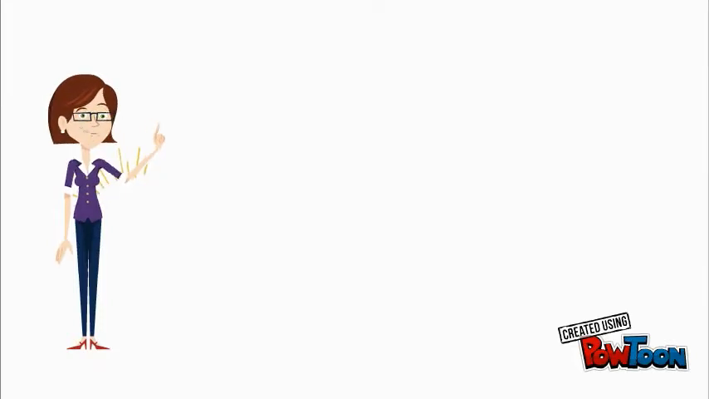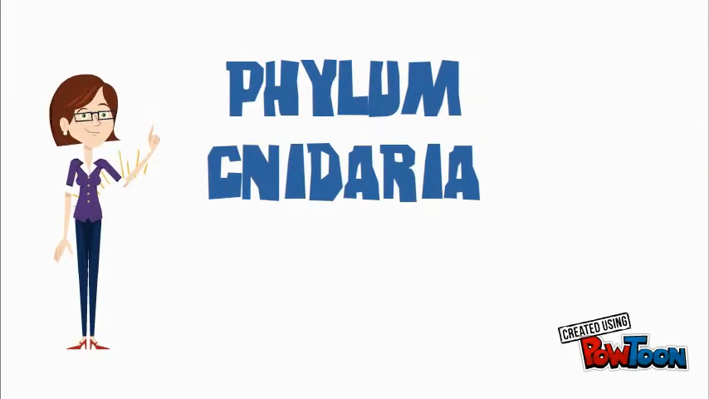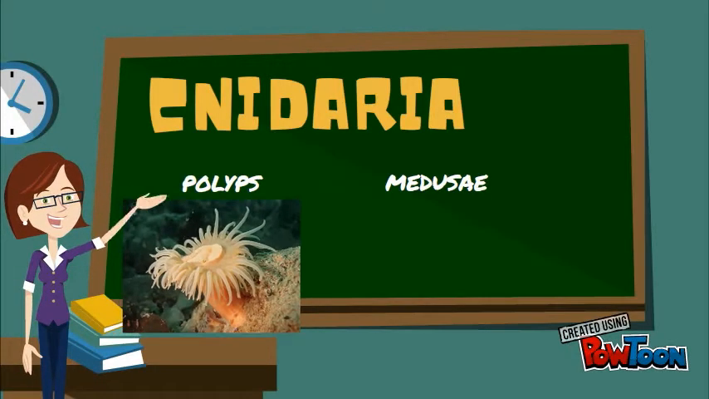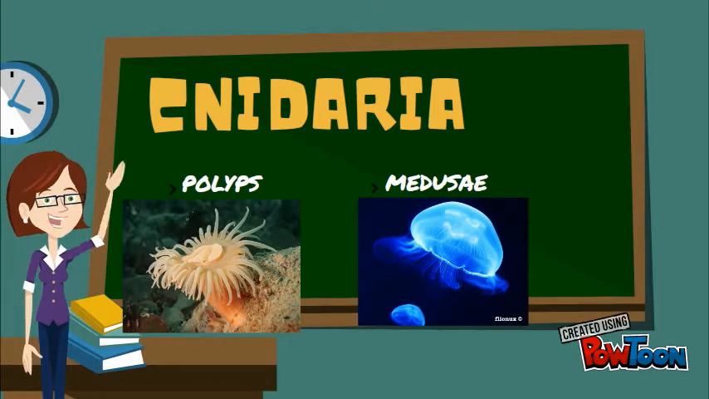Today, we are going to discuss phylum Cnidaria. But first, let me give you the two forms of it. The two forms of individuals are polyps and medusae. Polyps are attached while medusae are free-swimming.